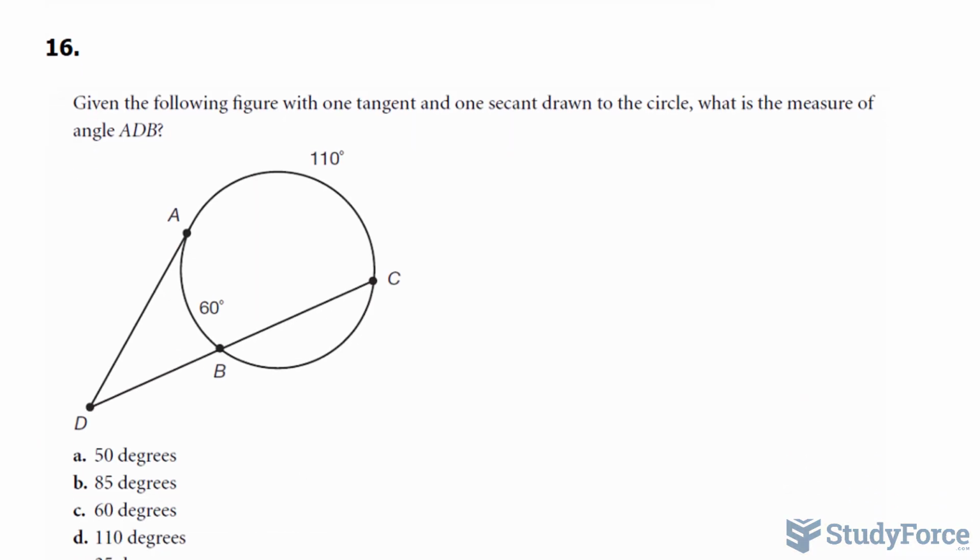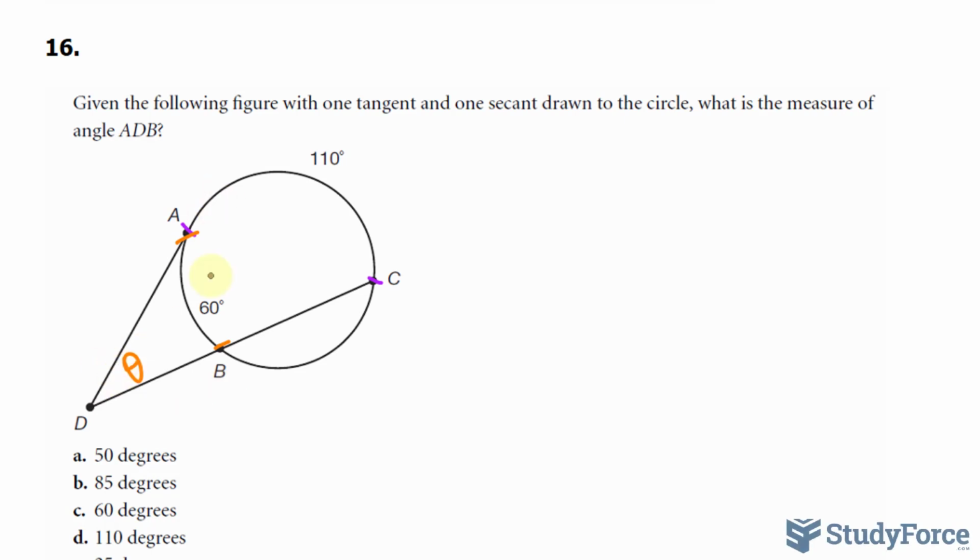Given the following figure with one tangent and one secant drawn to the circle, what is the measure of angle ADB? So they want the angle here, which I've called theta. And this one's interesting because you need to know properties of circles. One of the properties of circles is that if you have a tangent connected to the circle and a secant connected, or going through the circle, that's the secant line, it goes through 2 points through the circle. The rule is that the far arc, the one labeled 110 degrees, and the inner arc can be subtracted.